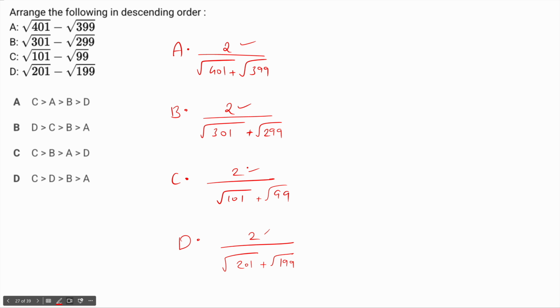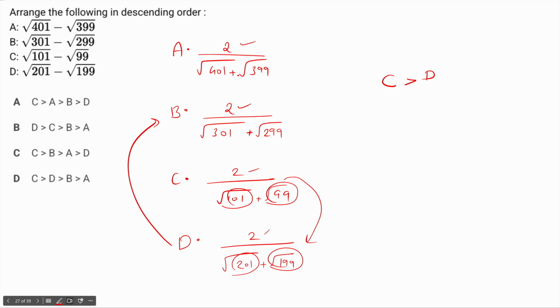Notice that the smallest denominator is there in C: root 101 plus root 99. So C will be the largest in value, followed by the next smaller denominator, which is there in D: root 201 plus root 199. So after C, the next bigger number is D, followed by the B option. The next bigger denominators are there in root 299 and root 301, that's the B option. And the greatest denominator is there in A, so A is the smallest. C, D, B, A is the sequence of the numbers in descending order. It's our D option.